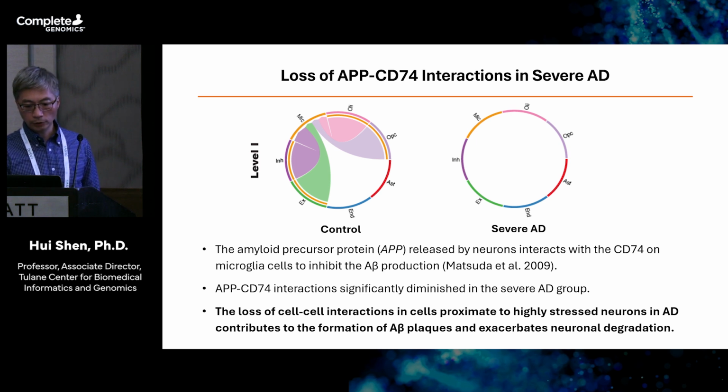So this shows this specific ligand and receptor interaction is significantly diminished in the severe AD group, and the loss of the cell-cell interaction in cells proximal to these highly stressed neurons in AD possibly contributes to the formation of A-beta plaque and exacerbated neuron degeneration.